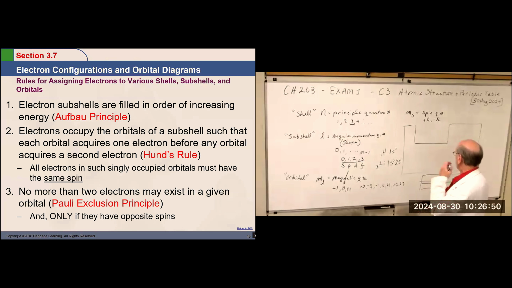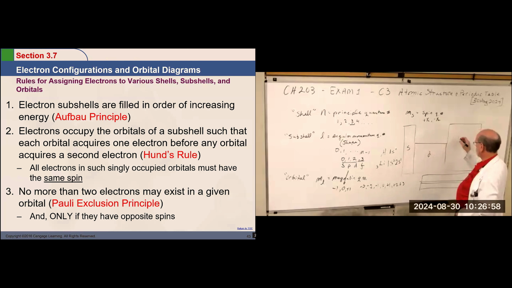Now, okay, so this is s orbitals. These are d's. These are p's and these are f's, regions.